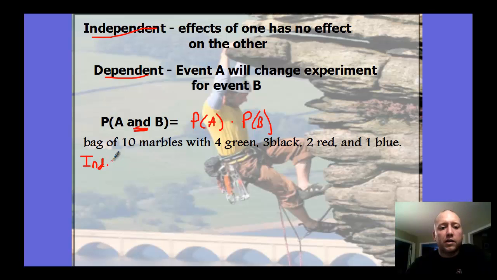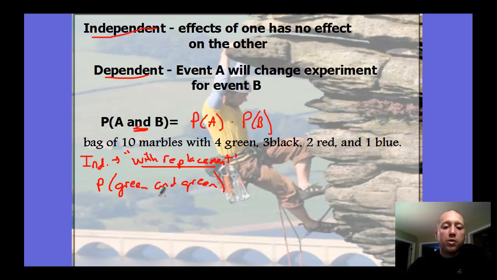So we're looking at an independent example here. If we look at this bag of 10 marbles, independent would use the words "with replacement." That's typically a phrase used for these problems. If I want to find the probability of choosing a green and another green when I'm choosing marbles with replacement, the probability of both occurring would be the probability of choosing a green one times the probability of choosing a green one, where the probability has not changed.